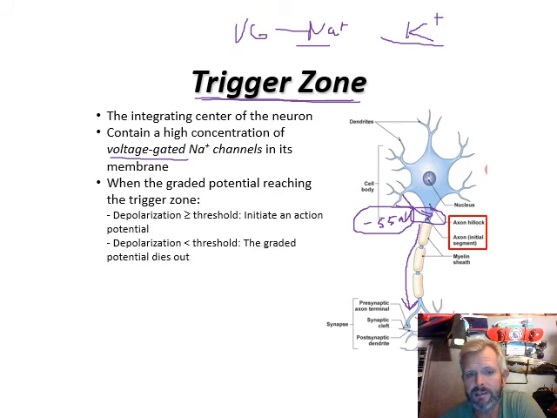All right, so that is what is happening. Those graded potentials reach -55 here. That is going to cue the action potential at the trigger zone because it's going to open those sets of voltage-gated sodium channels that are located right there. Okay, so that's the magic: the high concentration of voltage-gated sodium channels at the trigger zone.